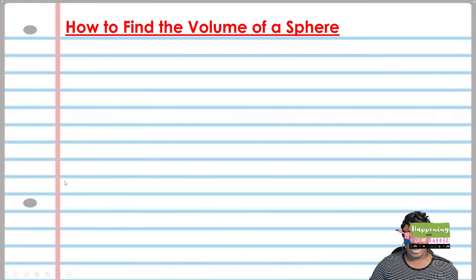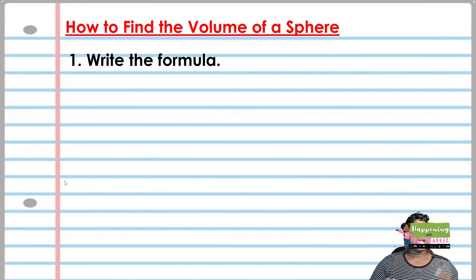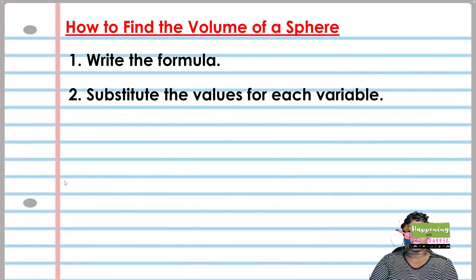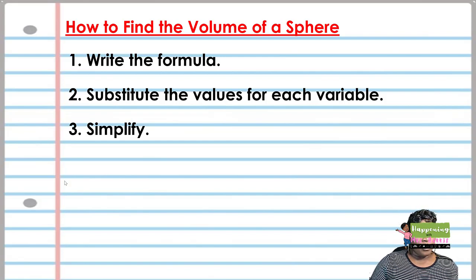All right, moving right along. How can we find the volume of a sphere? Well, first of all, what we're going to do is write the formula. You're going to want to do this every single time. Write the formula, and then after you write the formula, we'll substitute the values for each variable within the formula. Last but not least, we'll simplify. And this is where we can use our handy dandy calculator to find the variable, whether we're finding the volume or whether we're finding the radius.